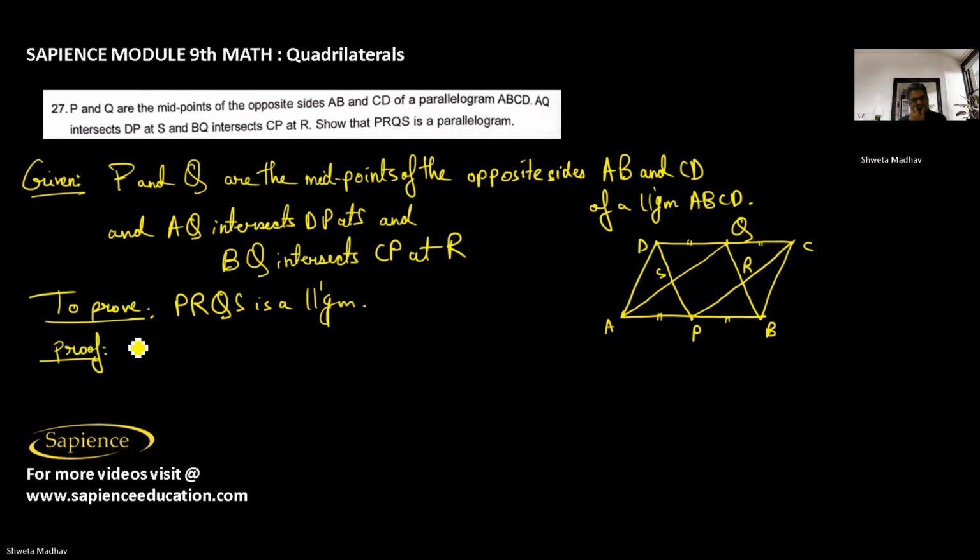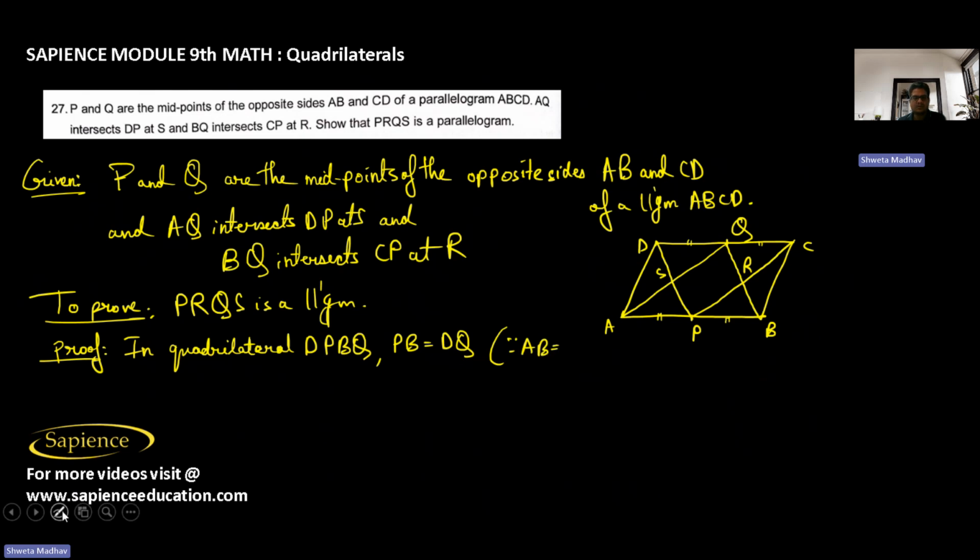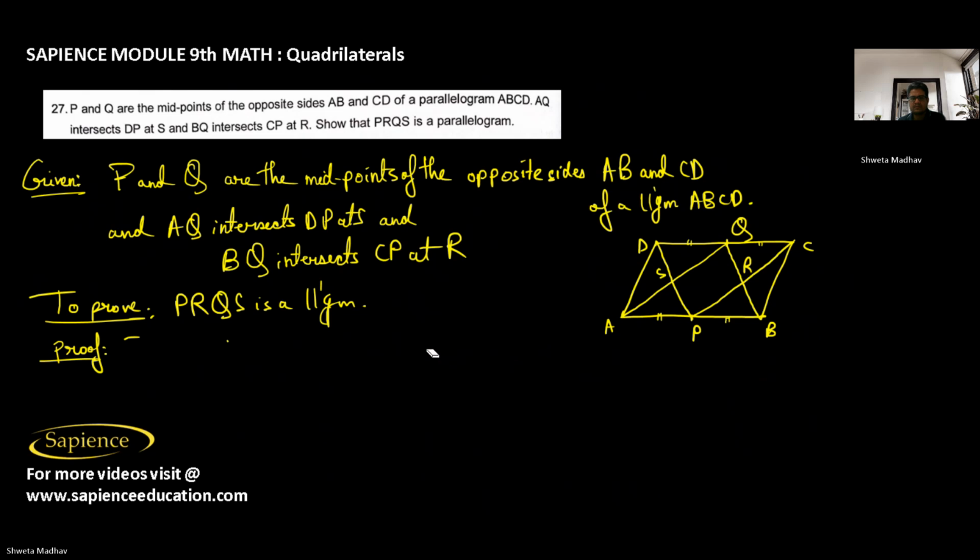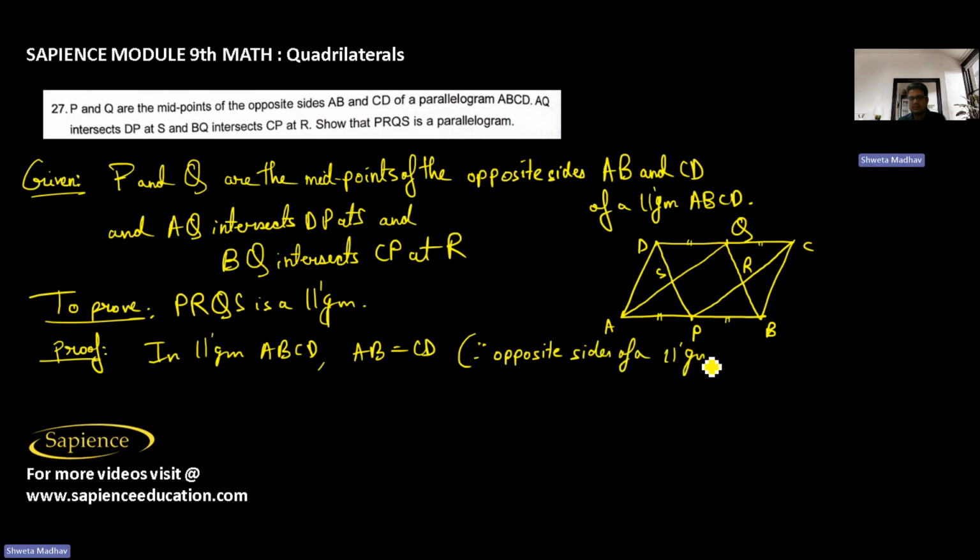So here the proof is that, see that in quadrilateral DPBQ, PB is equal to DQ. First we have to write the reason actually. Here we can see that in parallelogram ABCD, AB equal to CD, since opposite sides of a parallelogram are equal.